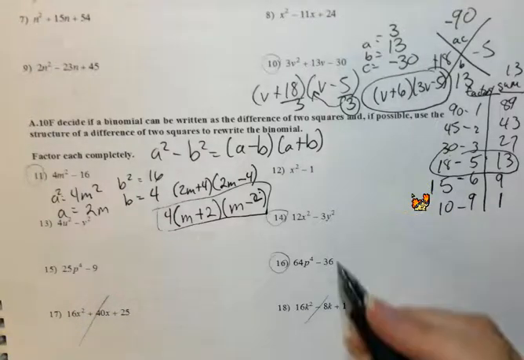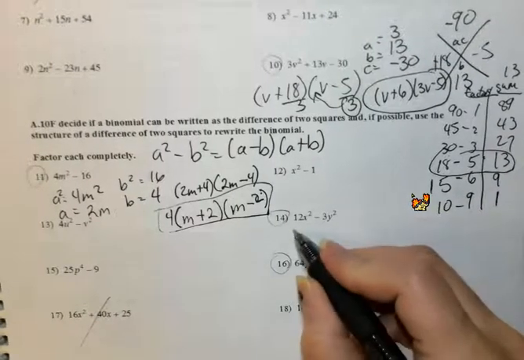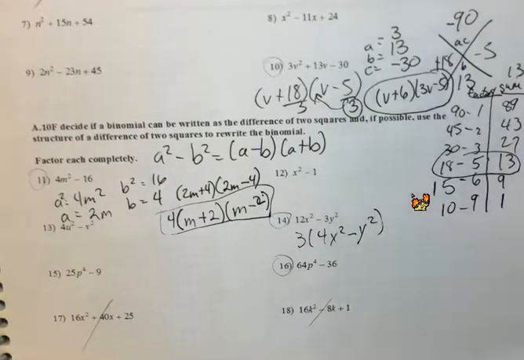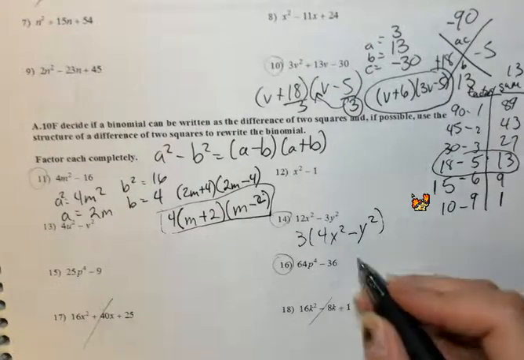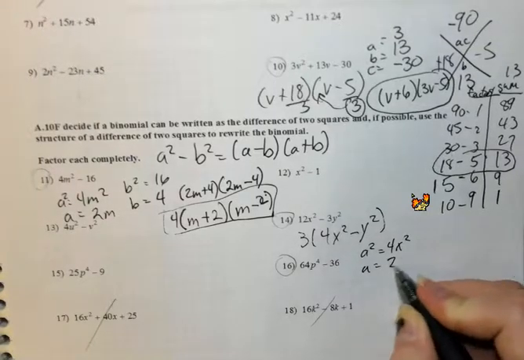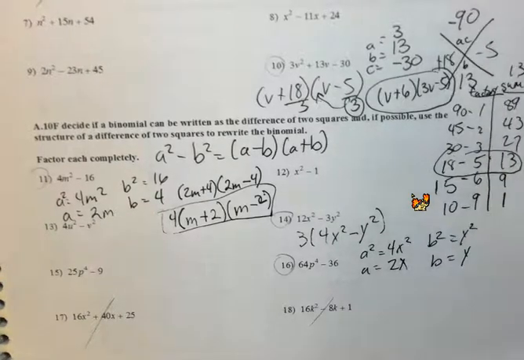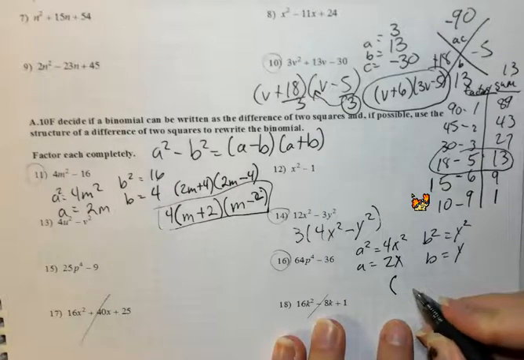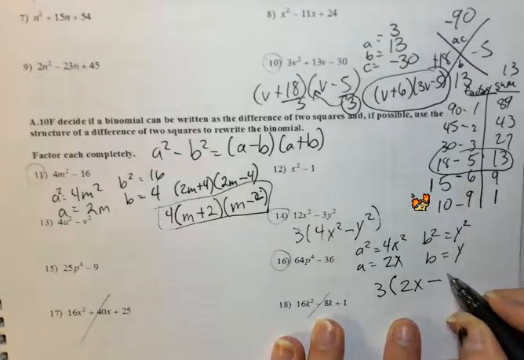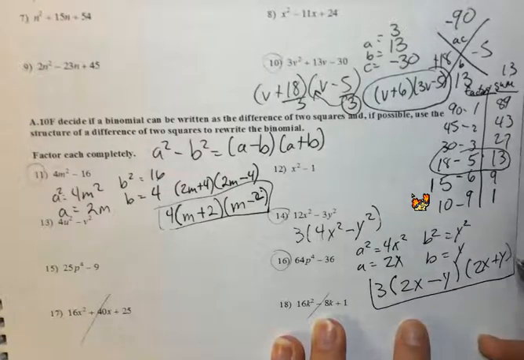Let's look at number 14, 12x squared minus 3y squared. We can factor out a 3, so we have 4x squared minus y squared. And then we'll factor the inside. A squared would be 4x squared, so a would be 2x. B squared is y squared, and so b would equal y. Plug it into the formula. You have 3 on the outside, 2x minus y times 2x plus y. And this would be your factored form.